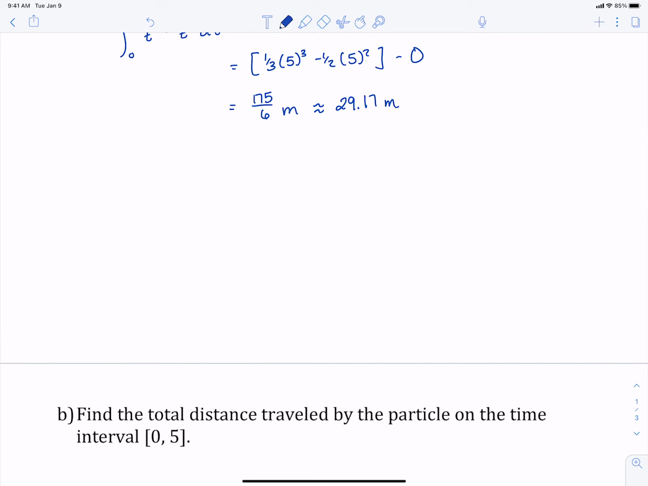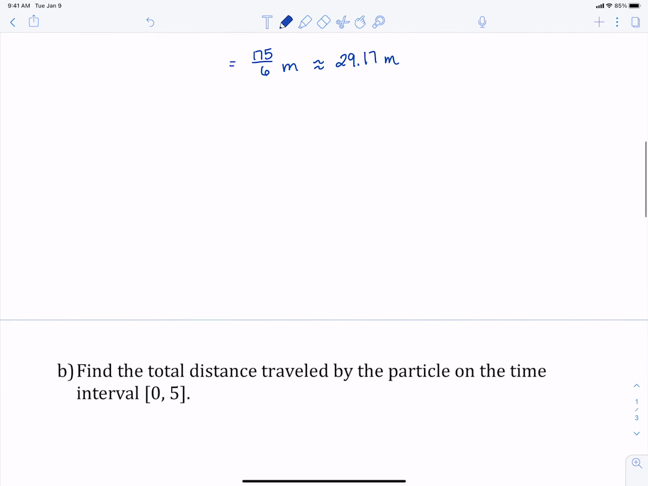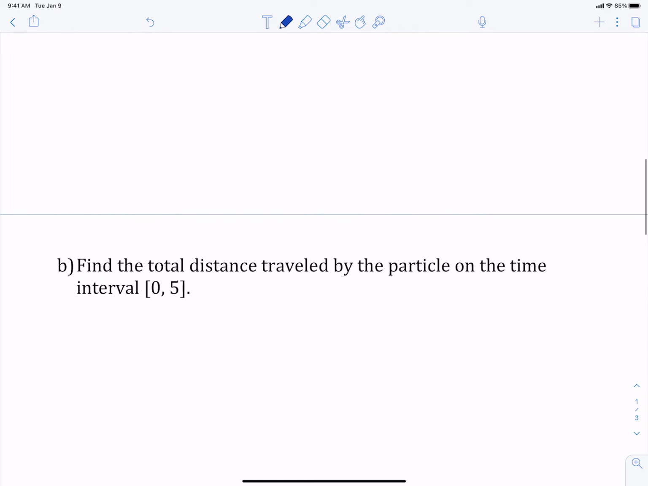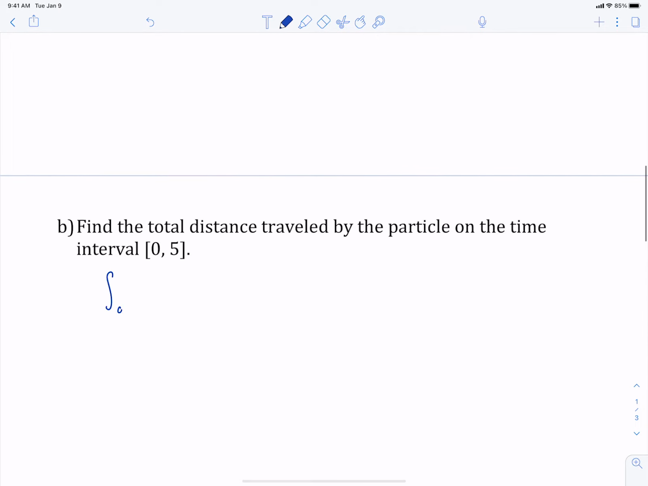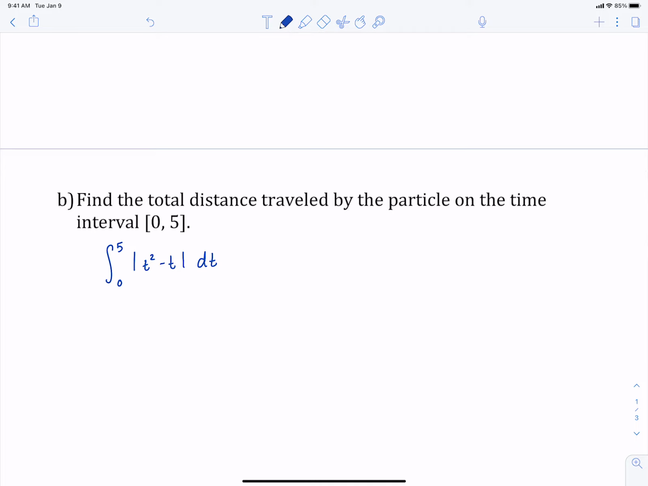So what's the total distance that this particle has traveled on this interval? What we actually want to find here with the total distance is the integral of the absolute value of this function. Let's say it that way. We need to know a little bit more about this function before we can do this. One of the things we need to figure out is whether there are any places where this crosses the x-axis in our interval.